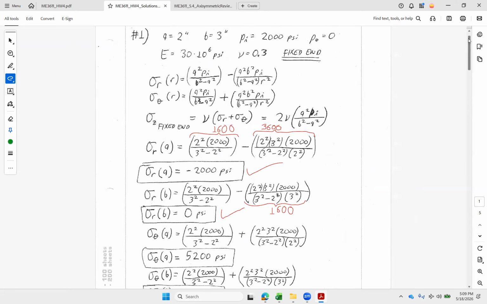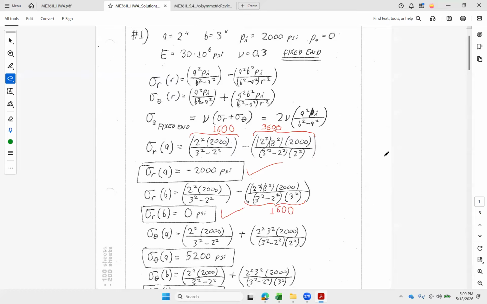Come back up here to the first problem. Our fixed end, out of the 3 end cases, we solve for that one. That's going to mean epsilon ZZ is 0. So we just use our Hooke's law to get sigma ZZ. It's basically a plane strain case in that setup. So 2 nu times the addition of those 2, and then we've got a 2 up there. So this comes up with our value for Z.